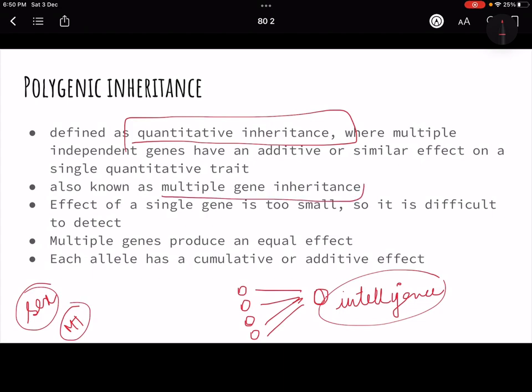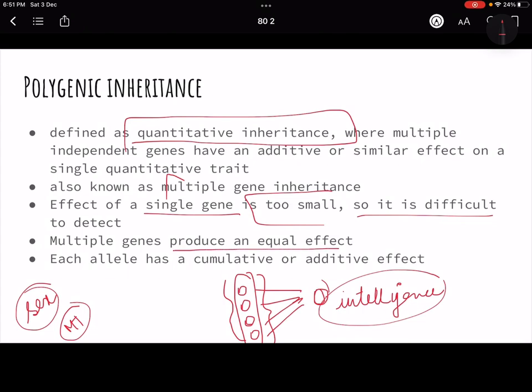So इसको multiple gene inheritance भी बोल सकते हैं, because not a single gene causes one phenotypic trait in the human. So the effect of a single gene is too small in this case, so it is difficult to detect कि which gene is causing the phenotypic trait, and it is more genes additively causing a phenotypic trait in a human being. ठीक है, so multiple genes produce equal effect and have a cumulative or additive effect. So that is called polygenetic inheritance. It is a quantitative trait because बहुत सारे quantity of genes are leading to one phenotypic trait. So that is why it is called quantitative inheritance also.